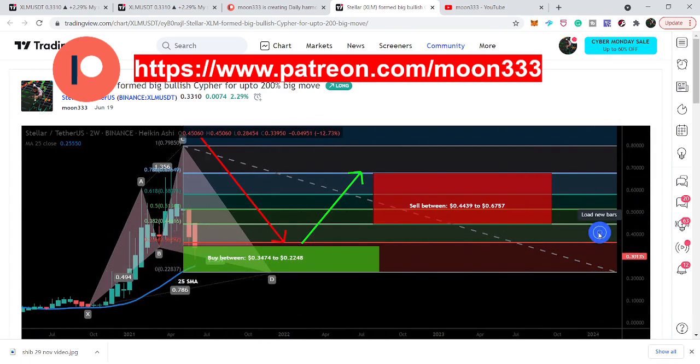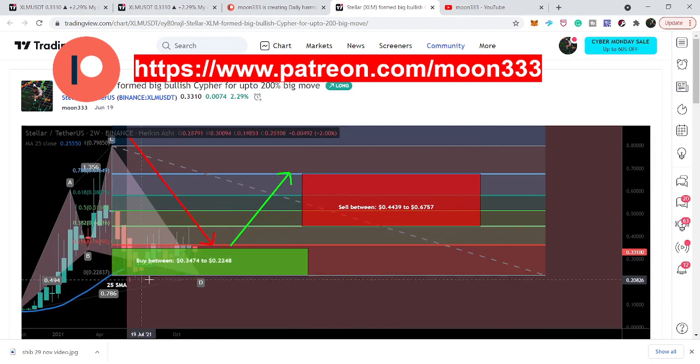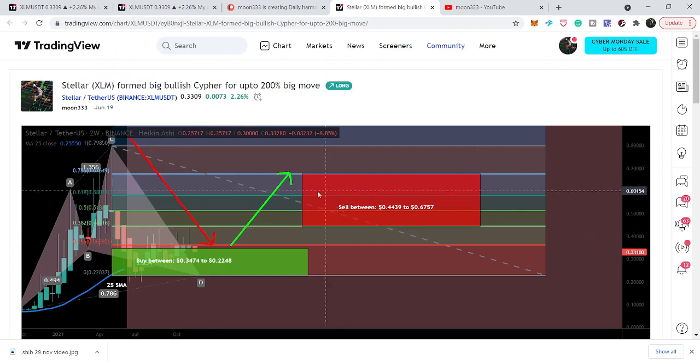Now, after playing the chart, we can observe that the price line went very close to this sell target. The sell target starts from 44.39 cents and goes to 67.57 cents, and the price line rallied up to 44.12. So this move is still due, and I'm expecting that soon the price line will hit these sell targets, and even the price line can cross up this maximum extent of this sell zone as well.